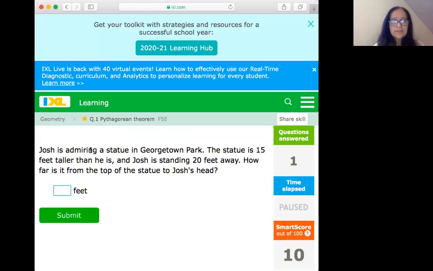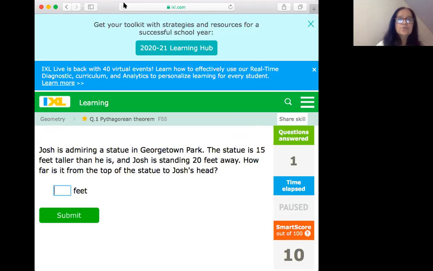So Josh is admiring a statue of Georgetown Park. The statue is 15 feet. So we need to label it. It is 15 feet taller than he is. And Josh is standing 20 feet away. So actually he is right here. He is 20 feet away from the statue. How far is it from the top of the statue to his head?